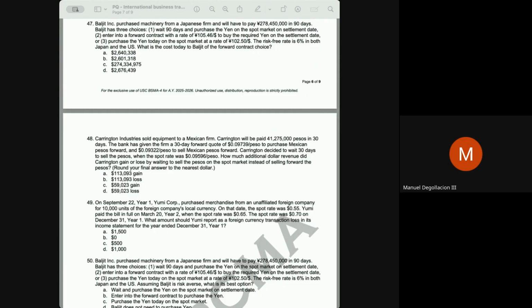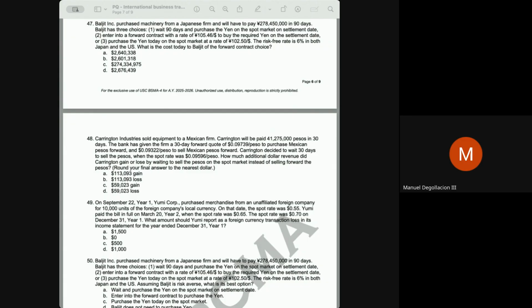So first, you can compute how many dollars the company actually received. You can do this by multiplying 41,275,000 by 0.09596. That will give you 3,960,749. That's what the company actually got.